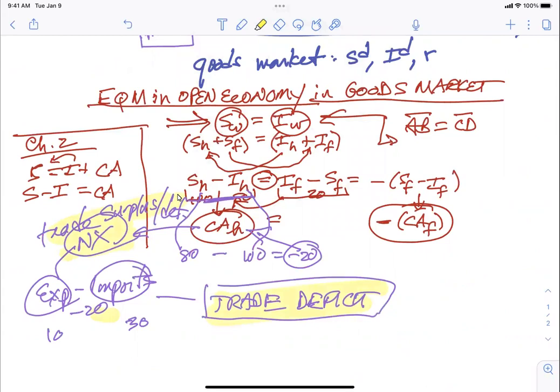So if investment is bigger than saving, current account's negative. What's the current account? That's net exports. Net exports are what? Exports minus imports. And if that's negative, then that means imports are bigger than exports. Trade deficit. Okay, that's the logic. That's the logic flow that you work through.